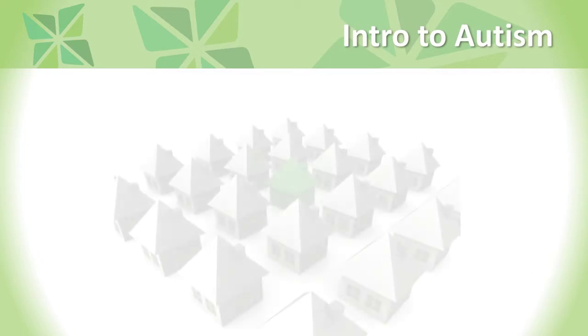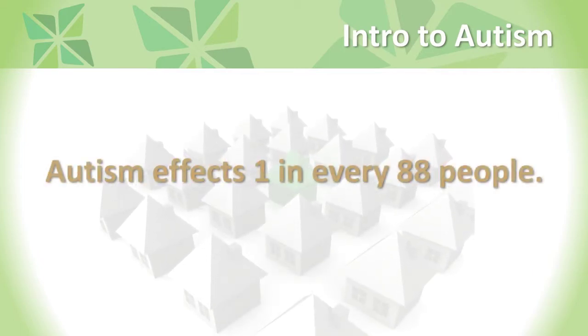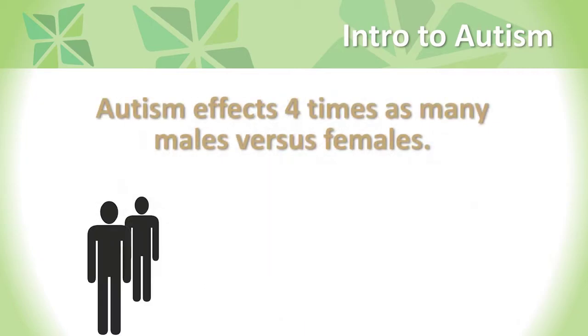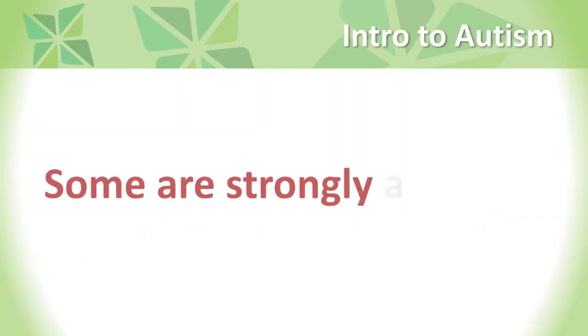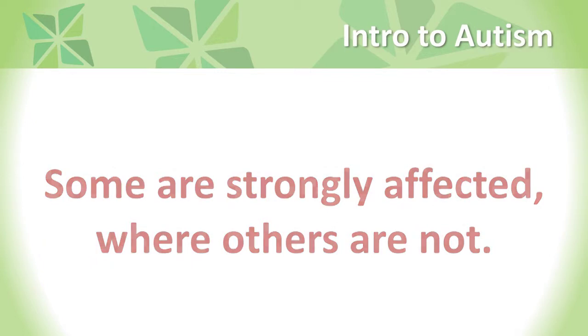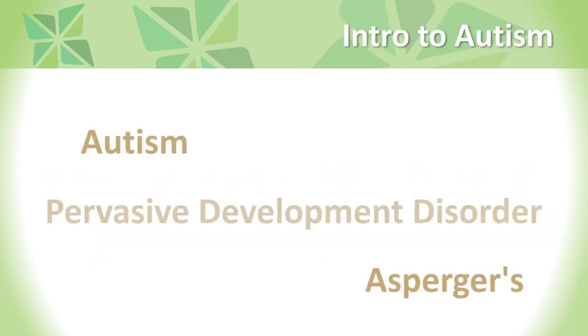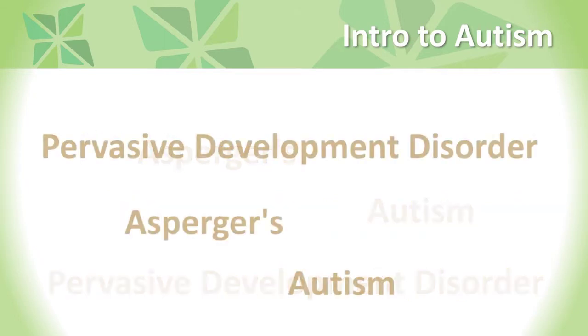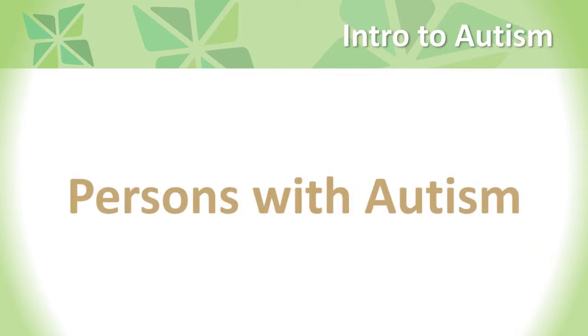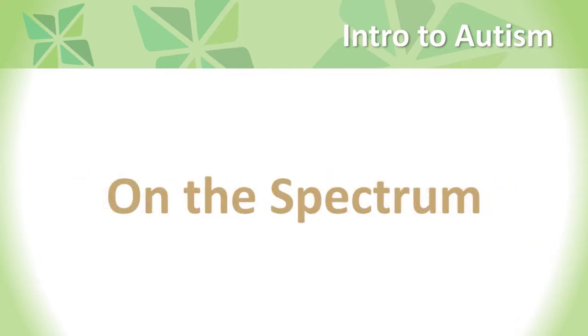As of 2013, autism affects 1 in every 88 people, and 4 times as many males as females. It is a spectrum disorder, meaning it has a wide range of impact. Some people are strongly affected, where others are not. The terms autism, Asperger's disorder, and pervasive development disorder are often used interchangeably to describe autism spectrum disorders. Similarly, in this video series, we use terms such as person with autism and on the spectrum interchangeably as well.